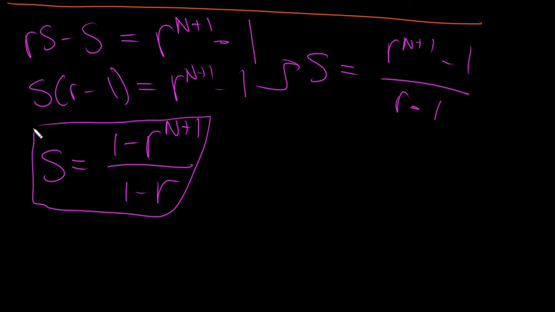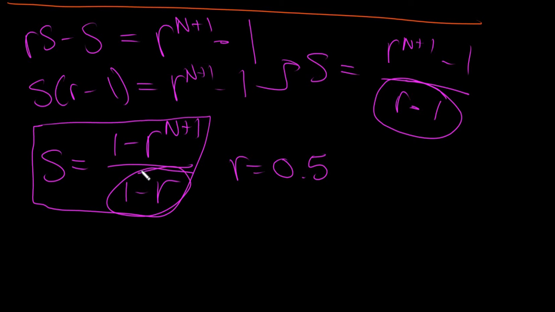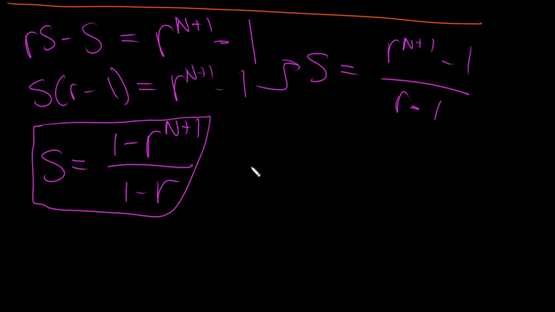The reason for that is because usually r is less than 1, at least in absolute value. So usually you're going to get an r like 0.5 or something like that. In which case, if you were to plug it in here, you're going to get a negative value. But if you had r equals 0.5 here, you're going to get a positive value. So with geometric series, you're usually dealing with an r where the absolute value of r is less than 1.